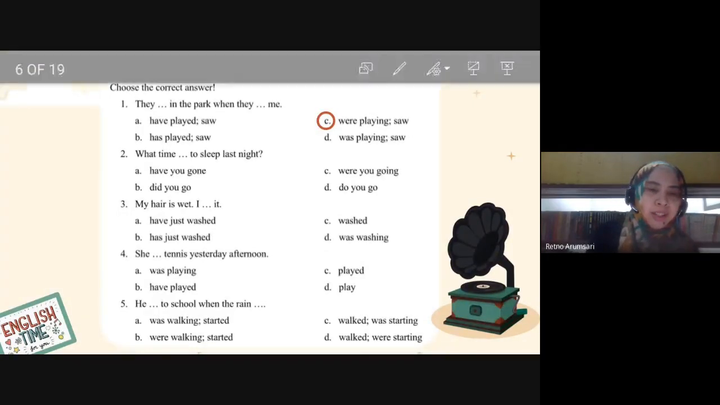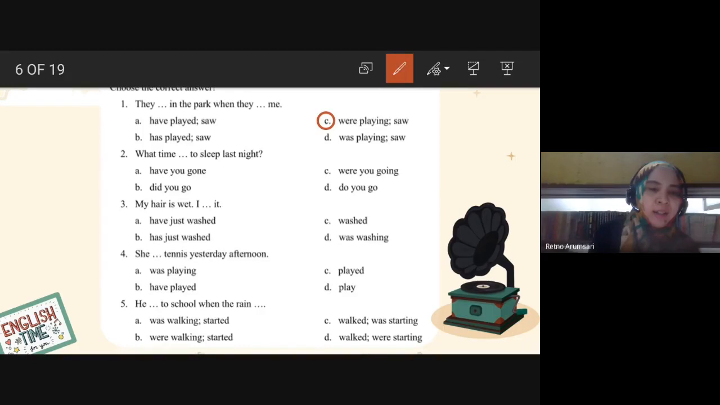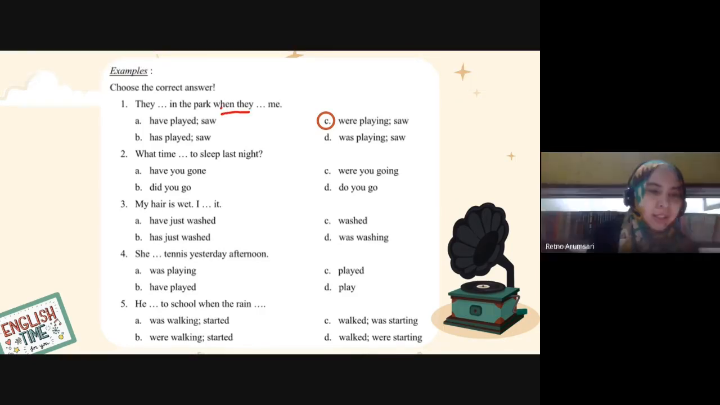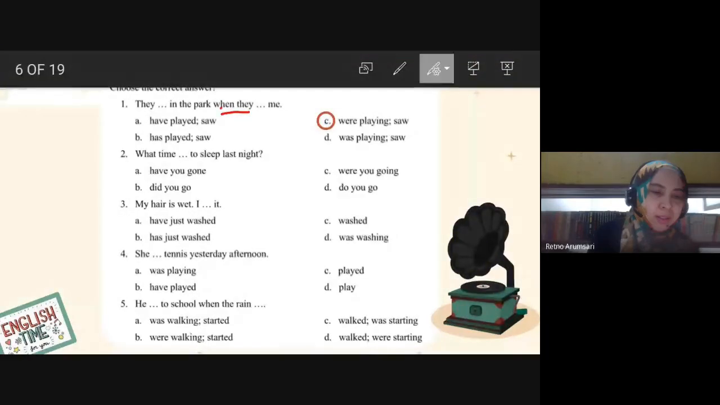The clue is, let's underline the clue together. The clue is... what is it, guys? So you know the answer is we're playing and saw. The clue is when.